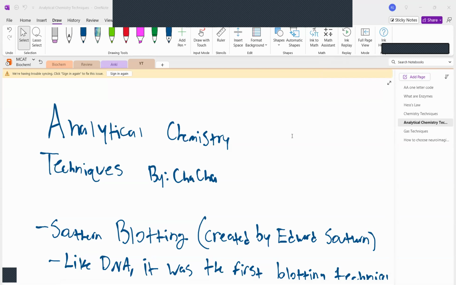Today I'm going to be talking about analytical chemistry techniques for the MCAT. This is super important. You'll probably get at least one question about an analytical chemistry technique, and they're often integrated into the articles that you read for the MCAT.